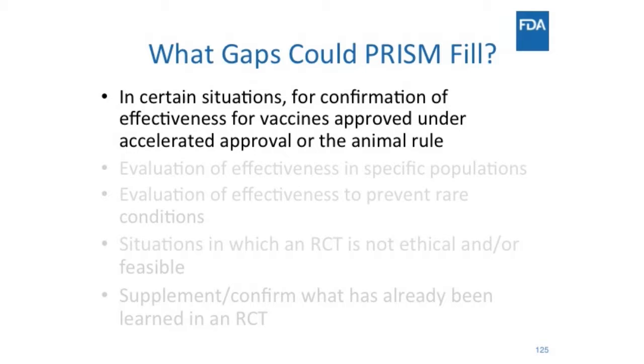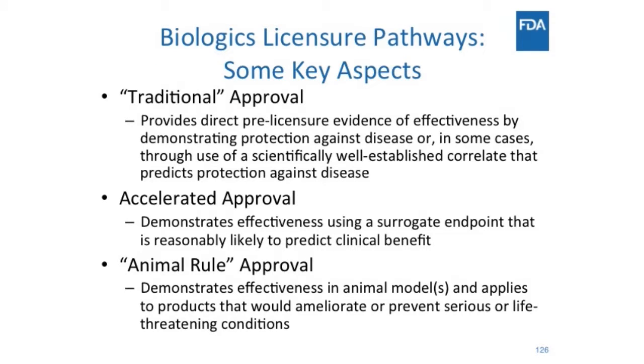And to explain this more, unlike traditional approval, which provides direct pre-licensure evidence of effectiveness by demonstrating protection against disease, or in some cases, through use of a scientifically well-established correlate that predicts protection against disease, there are some vaccines that are approved through accelerated approval or the animal rule approval, and these either use a surrogate endpoint or animal models to predict a clinical benefit. Both of these other pathways require a post-marketing study to further assess the vaccine's safety and effectiveness.